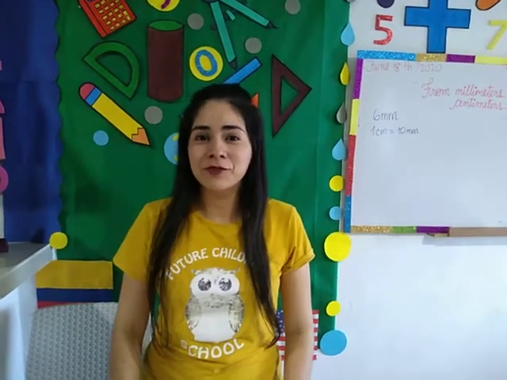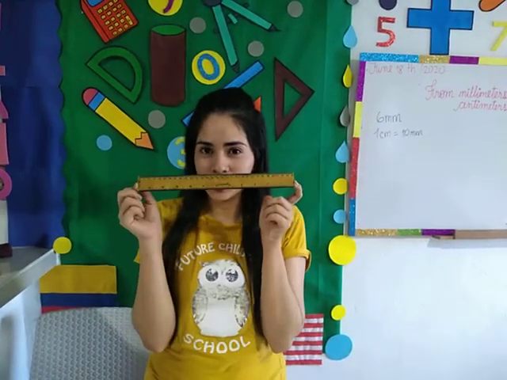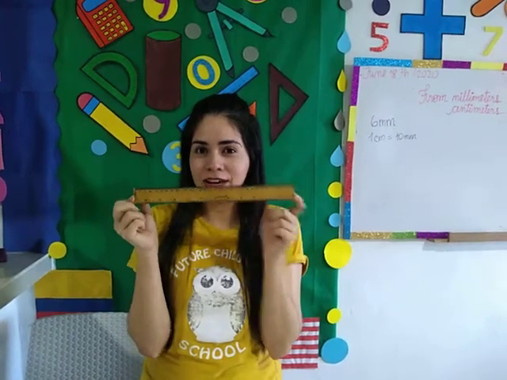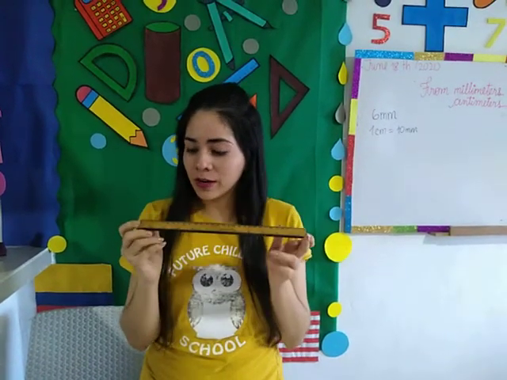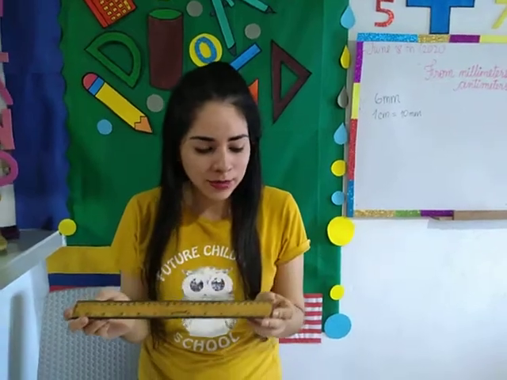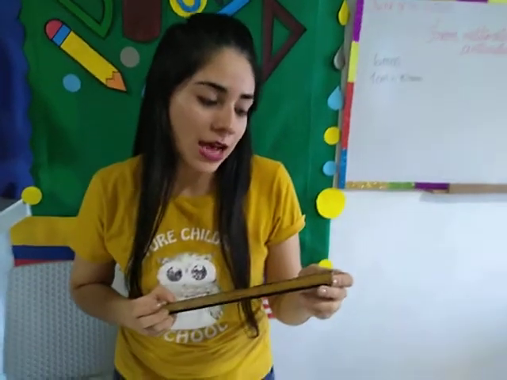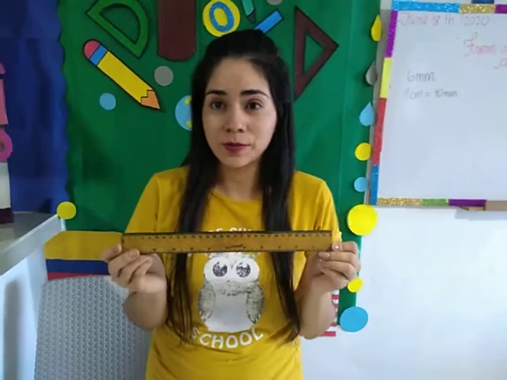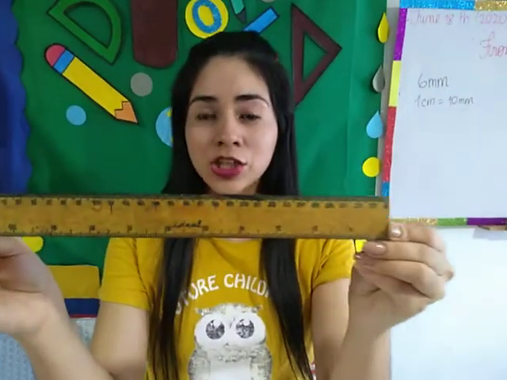Today I have this object, this tool. Okay, it's a ruler, it's a real ruler. Here, what can you see? I can see that this ruler has 30 centimeters. Okay, it has 30 centimeters.